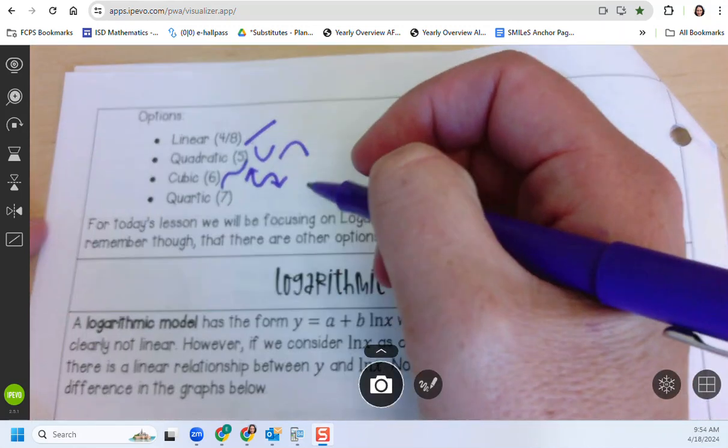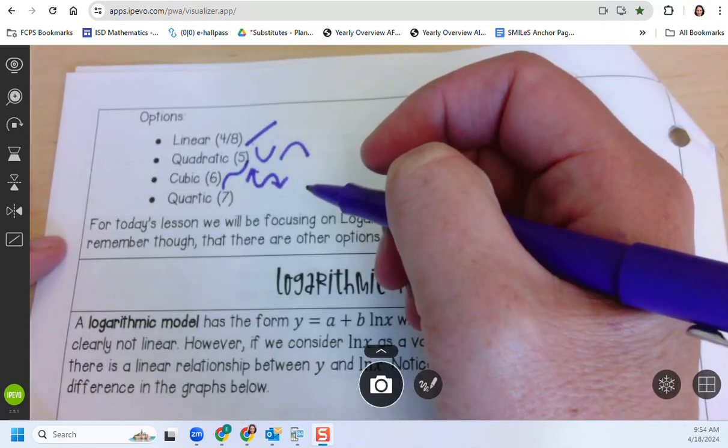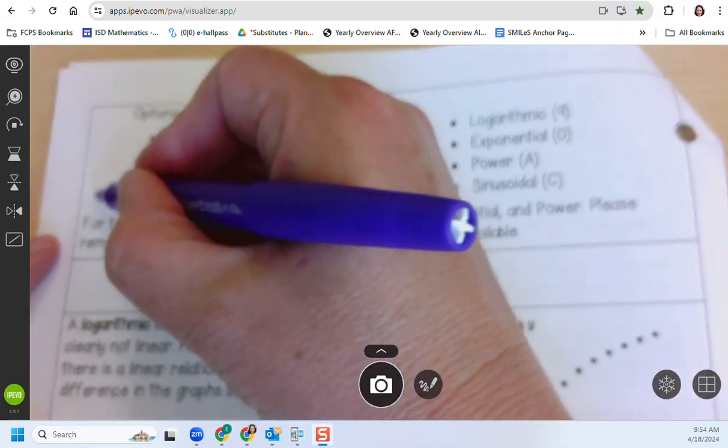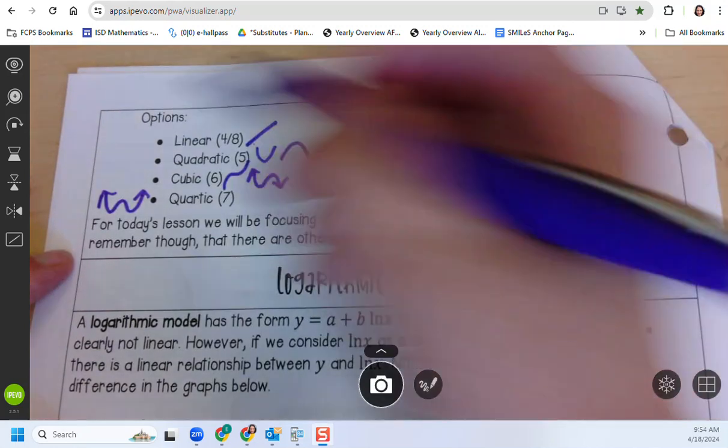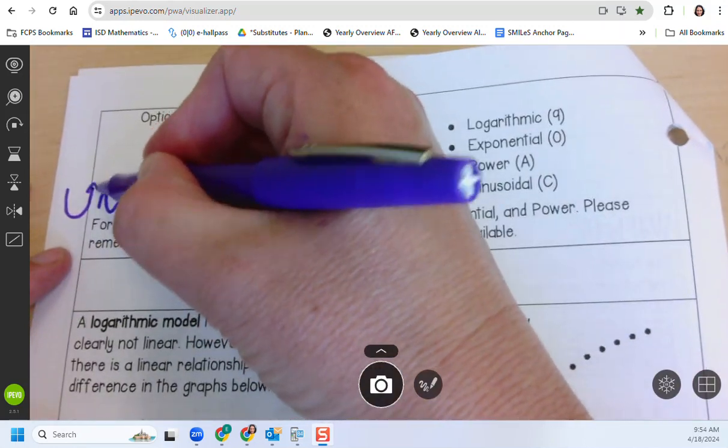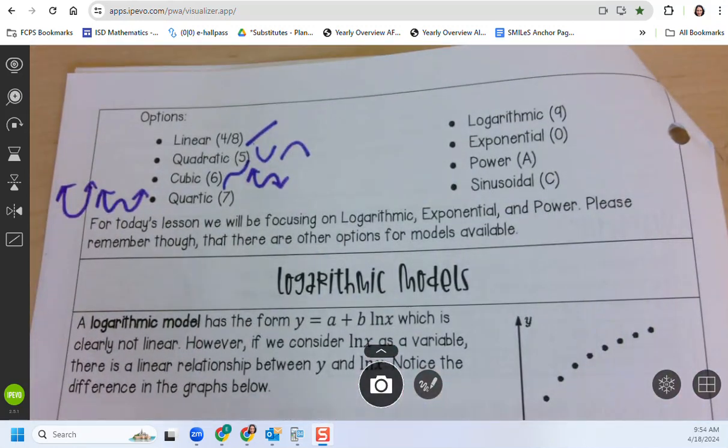Quartic, same thing. It could have up to 3 turns. So quartic might be like a W. But also there's this wider parabola that's also a quartic. So it could have 1 turn or it could have 3 turns.